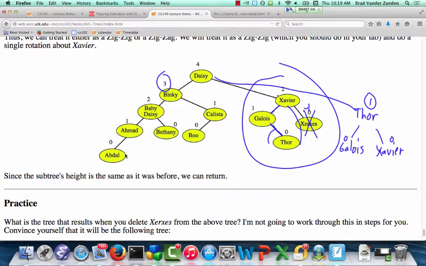So even though I rebalanced about Thor, in the insert case I would be done at this point, but I'm not done here in the delete case. In the delete case, I'm still going to have to do some kind of rebalancing with Daisy. Okay, so take a moment and figure out what that rotation is that's going to solve Daisy's dilemma. How are we going to rebalance Daisy?